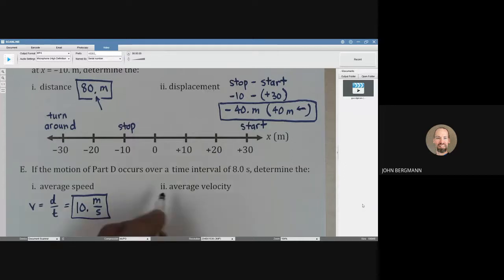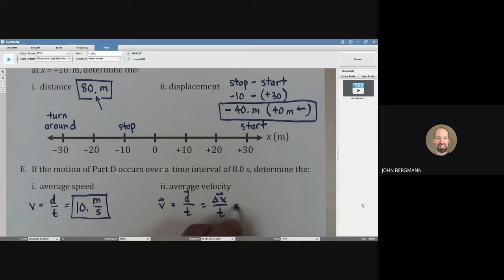On the other hand, velocity is displacement over time, or if you want to say delta x divided by time, that would be okay as well. That's going to be negative 40 divided by 8, which is negative 5 meters per second. Or, said another way, 5 meters per second to the left.